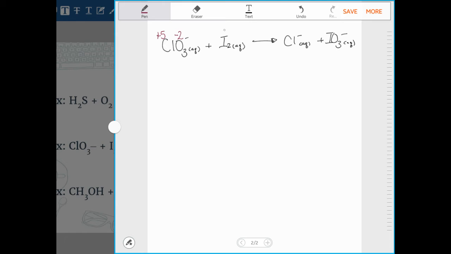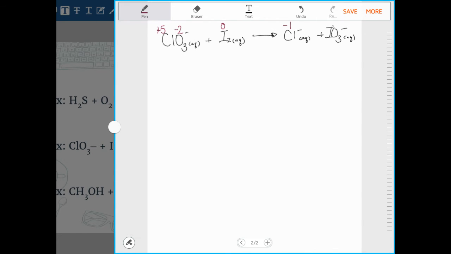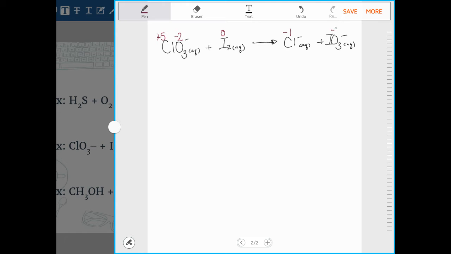When I look at iodine, I see that it's in its elemental form, which means that it has an oxidation state of 0. Chlorine has an oxidation state of -1 because it is simply the charge on that ion. And when I look at iodate, I see that oxygen again has a -2. -2 times 3 again is -6, net charge of -1, also resulting in a +5 oxidation state. So again, what I see here is chlorine goes from +5 to -1, and iodine goes from 0 to +5.